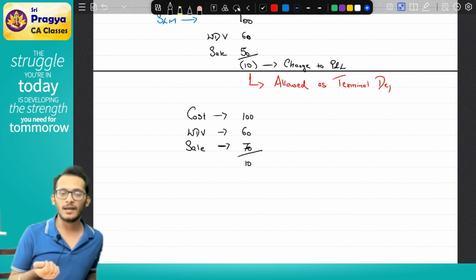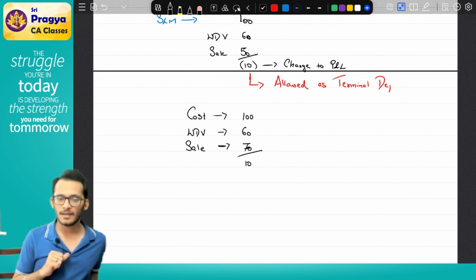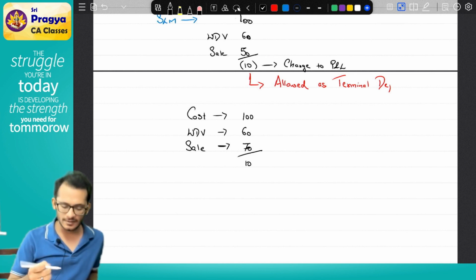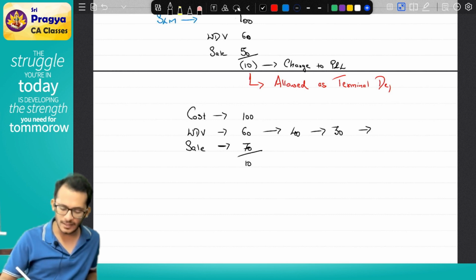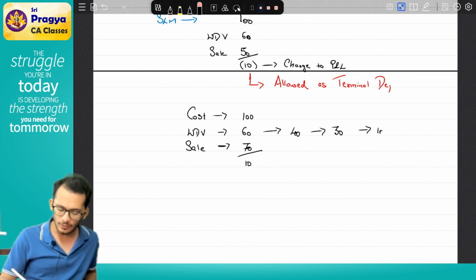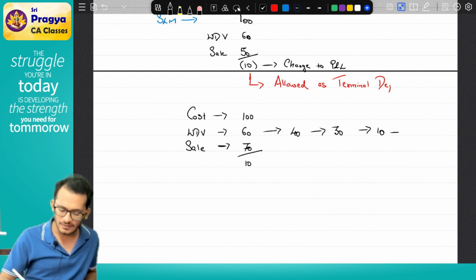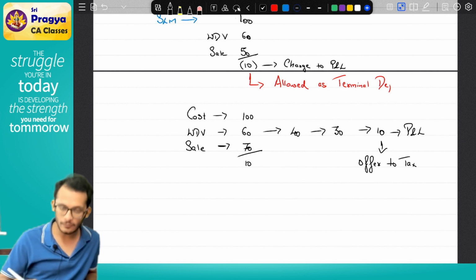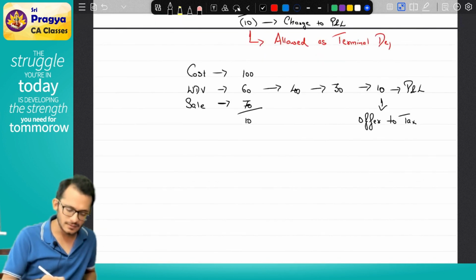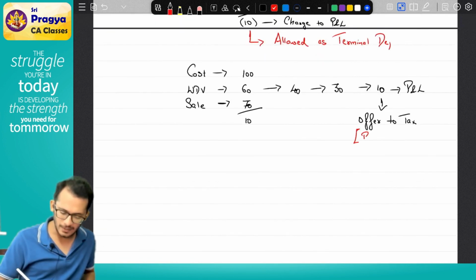Let me ask you to reverse the depreciation. So income tax will say, I gave you depreciation of 40. I should have given you depreciation of 30. So I gave you extra depreciation of 10. Reverse this depreciation to your P&L. In simple words, offer it to tax. This is called balancing charge.